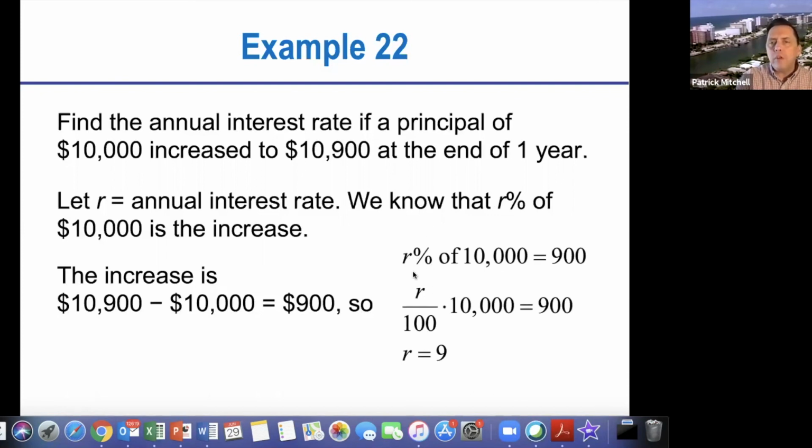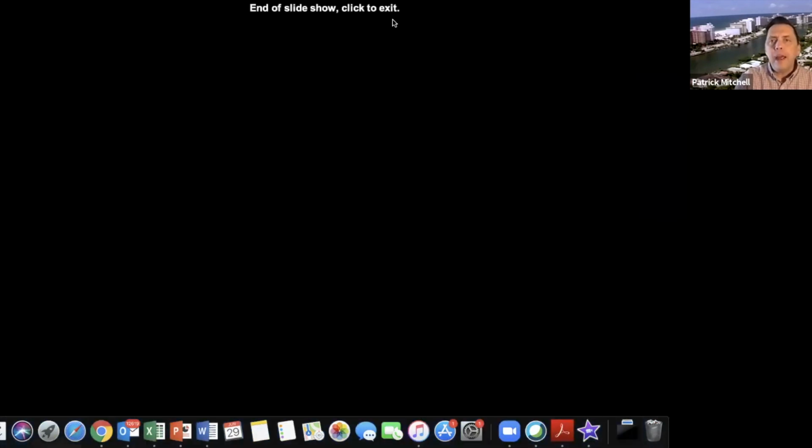So just change your R percent to R over 100. R over 100 times 10,000 is going to be 100R. So 100R equals 900. That means R is 9. The annual interest rate is 9%. And that's going to do it for section 7.4.